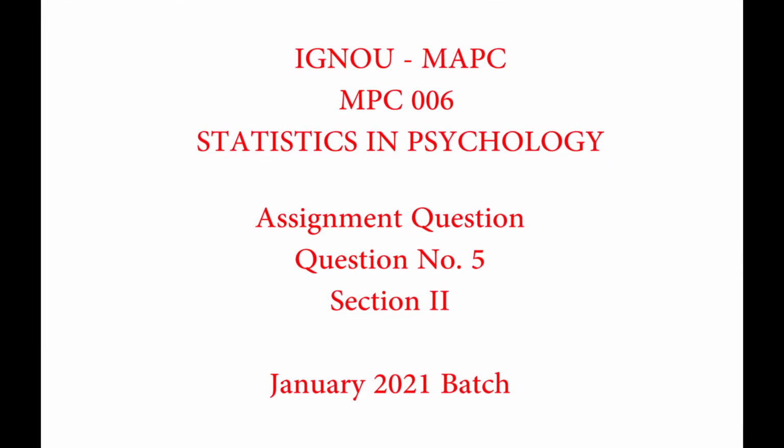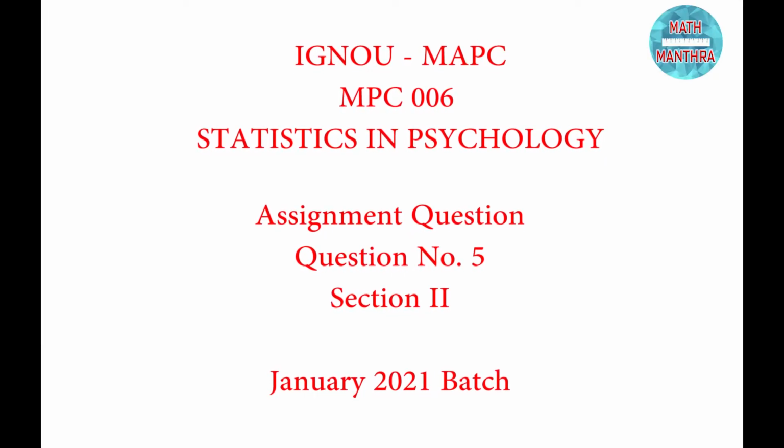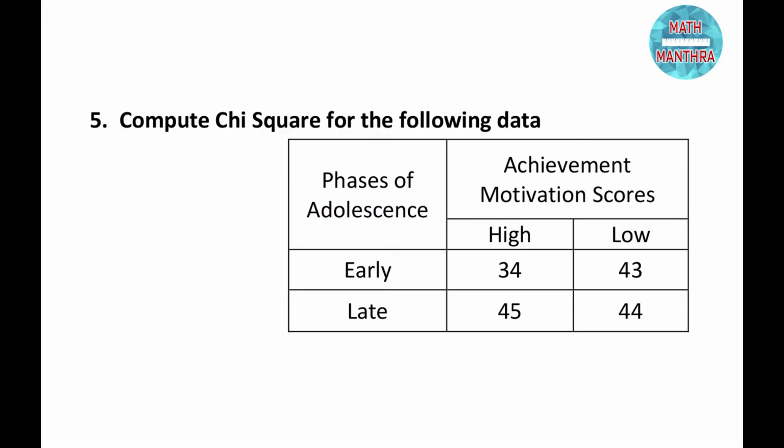Today I'll be discussing with you question number 5, section 2 in statistics. The question is, compute chi-square for the following data. We have been given a table here: phases of adolescence, early and late; achievement motivation score, high and low.